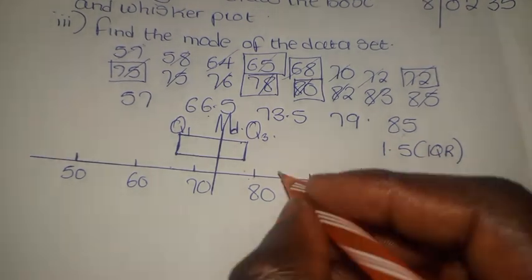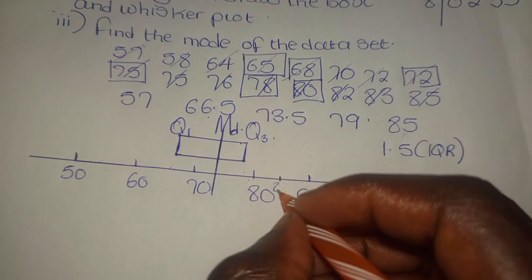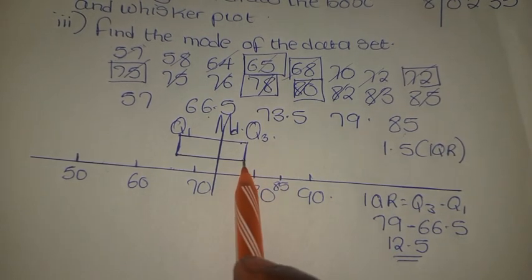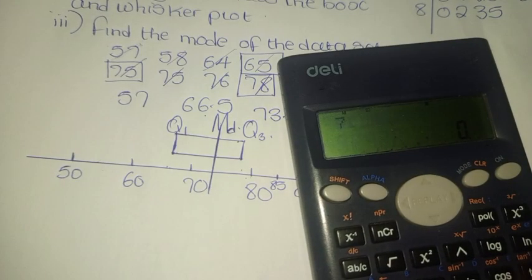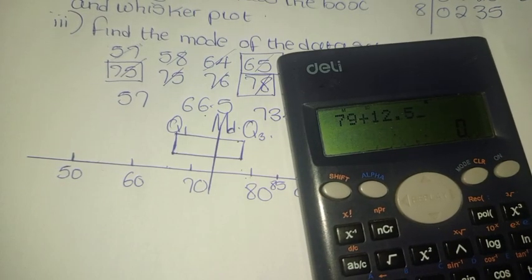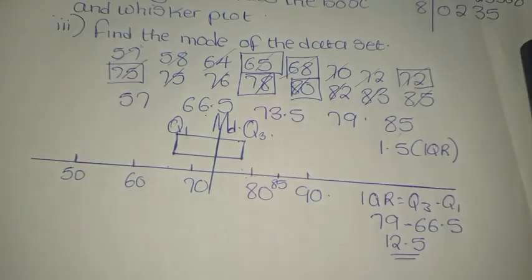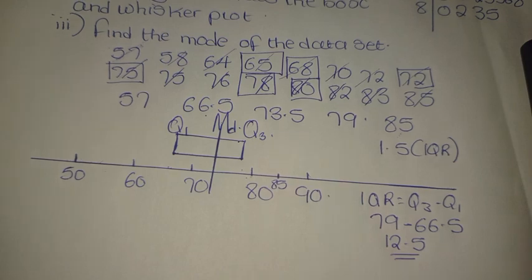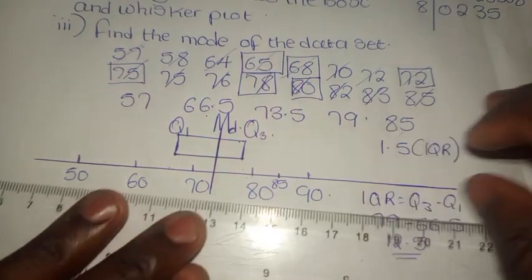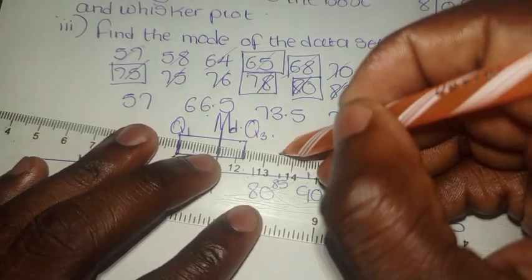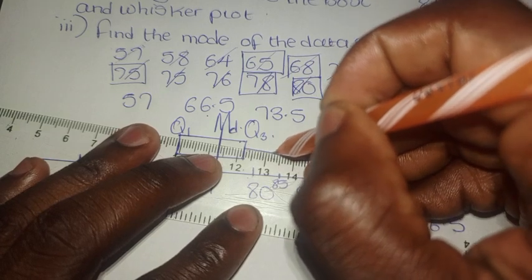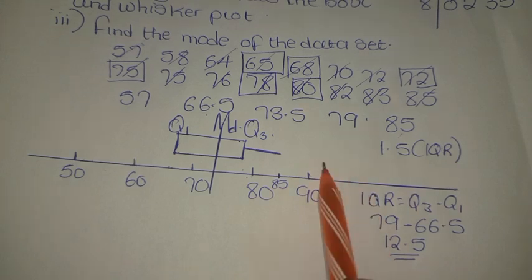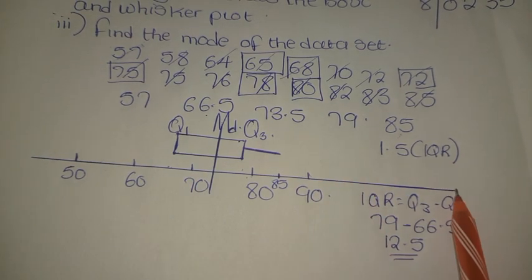So now, having done that, we can draw the whiskers this side. So remember, here is 66.5. So 66.5 minus 12.5, we get the value to be 54, and our data is starting on 57, which means we do not have any outlier. So let us say 57 is there. So this is how long the whiskers will be. So all the way to 57, you can just shade it to give it a little bit of attractiveness. So this is how we draw our box and whiskers.